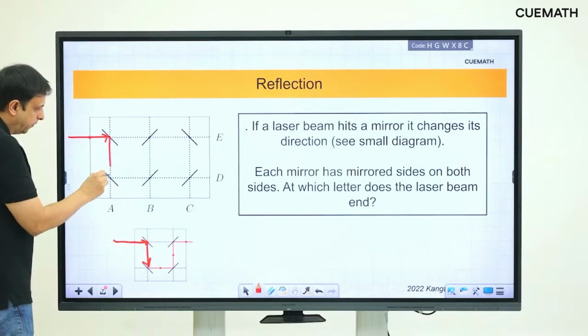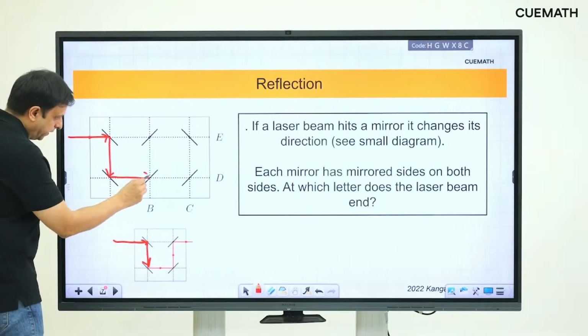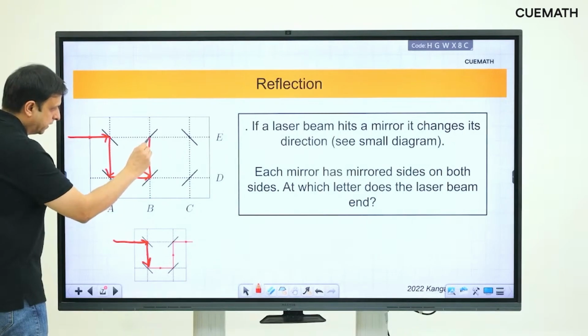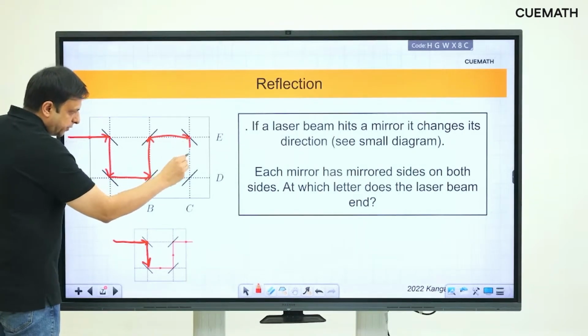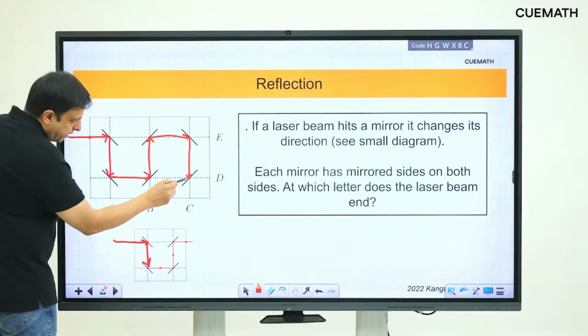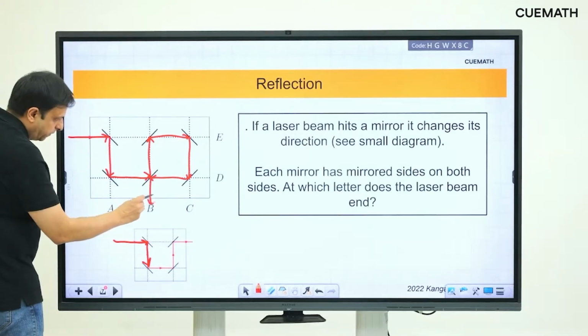So, it should first get reflected here. Then this mirror should reflect the ray over here. Then this mirror should reflect the ray over here. Then this one should bring it here. And then this mirror should reflect it here. And then this mirror would reflect the ray back here. And then this mirror would reflect it down like this.